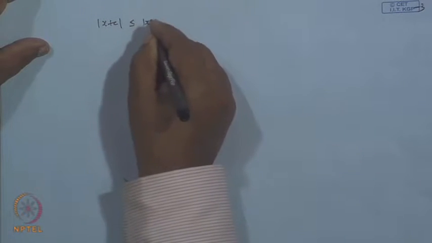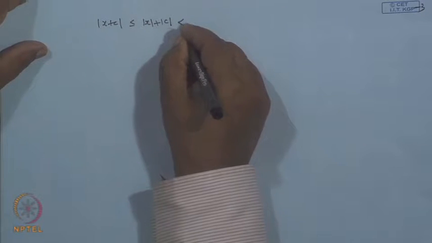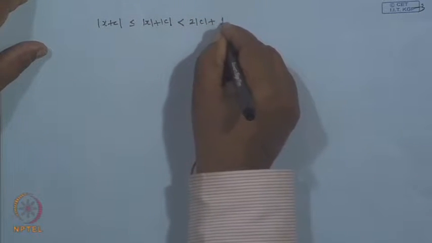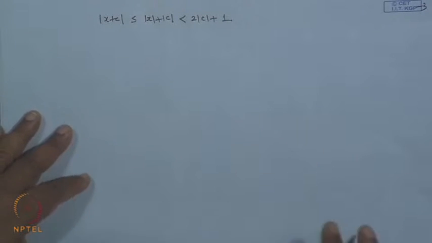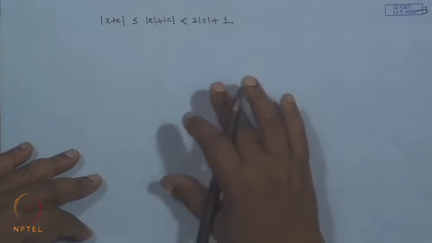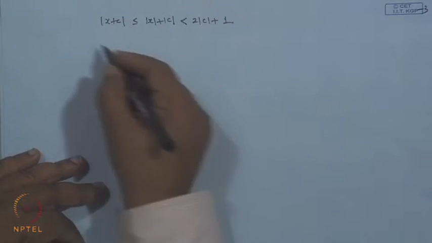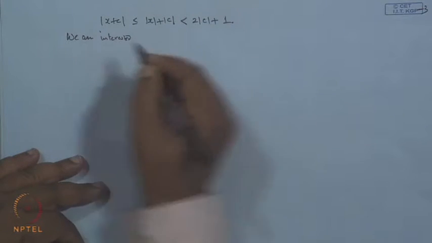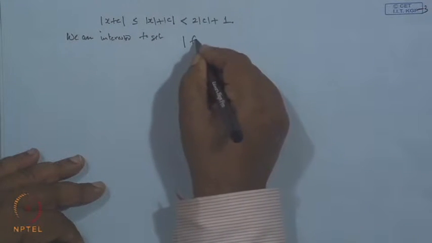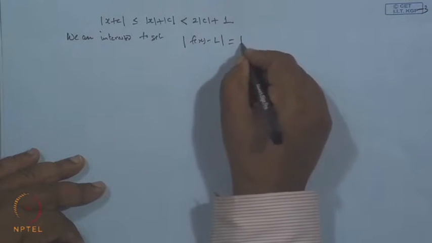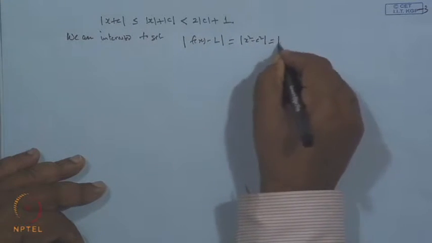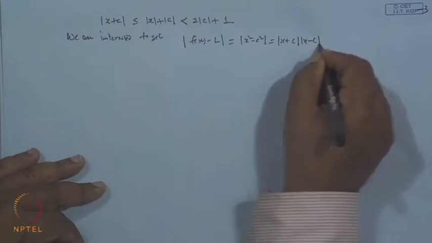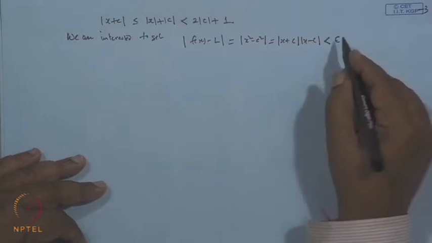mod x plus c, the value of this will be less than or equal to mod x plus mod c, but mod x is less than mod c plus 1. This we get from here, just by manipulation, so that we can get the bound for it. Now, what we are interested in is to get this f(x) minus L, which is the same as x squared minus c squared, which is the same as (x plus c)(x minus c), to be less than epsilon. We are interested in this.